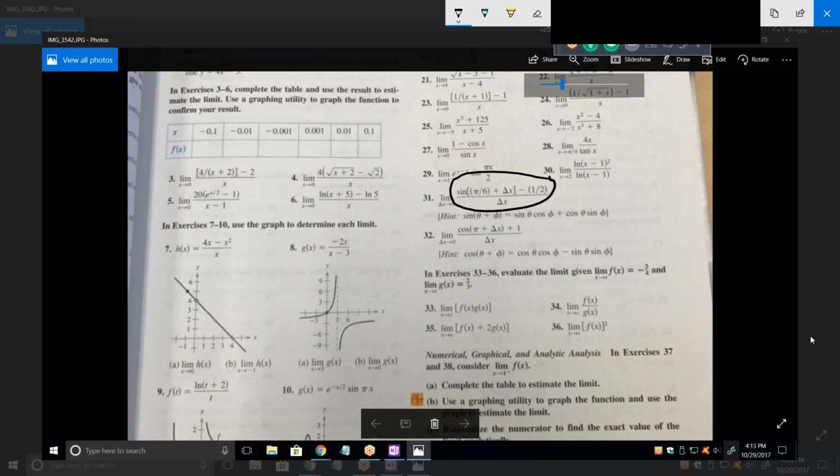No, it doesn't. What if I said that that was f of x plus h minus f of x all divided by h, and I'm going to take the limit of that thing as h goes to 0. That's what that is. Now all we got to do is figure out what f of x is, and it's furthermore evaluating it at pi over 6, which is 30 degrees.